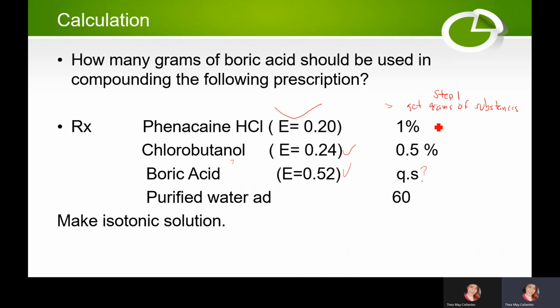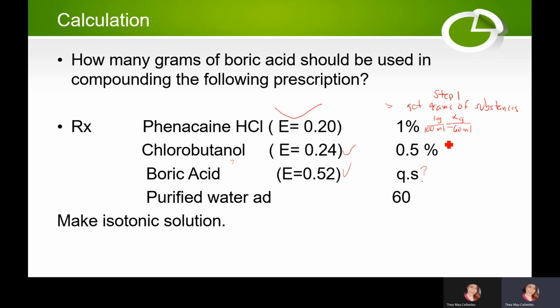So what we should do, guys, since it is 1%, what does 1% mean? You have 1 gram of phenacaine over 100 ml of solution. It is an application of weight per volume. So, since I would be making 60 ml, how many grams do I have? Right? So that is what happens.